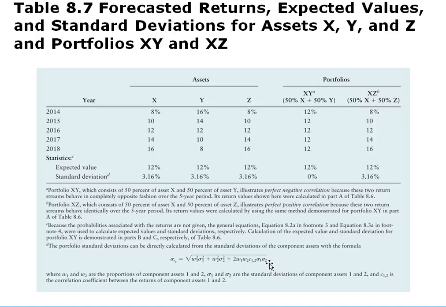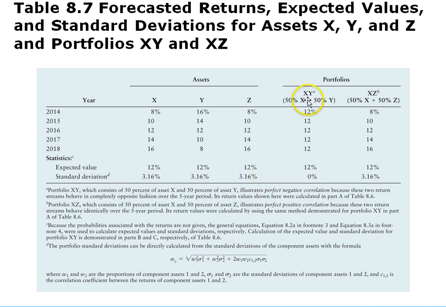Okay, so let's look at forecasting returns and expected values and standard deviation for assets X, Y, and Z and portfolio X, Y, and Z. So we have three assets here, X, Y, and Z, and they all have different returns from 2014 to 2018, and these are forecasted, and they all have the same expected return and the same standard deviation.